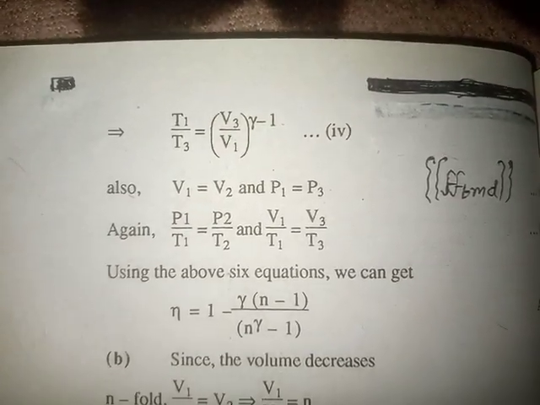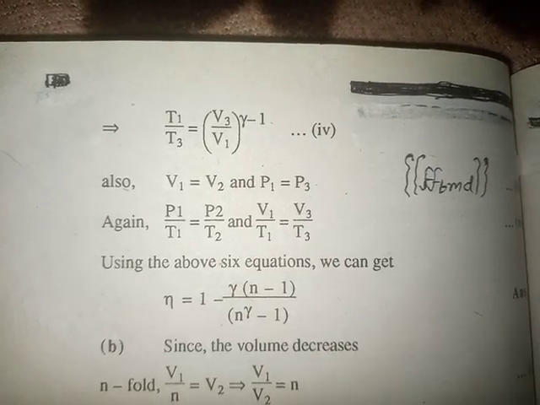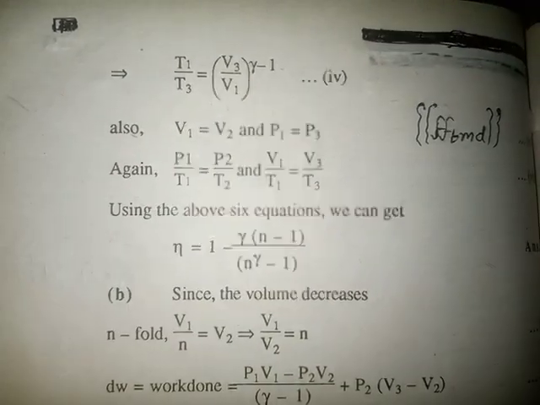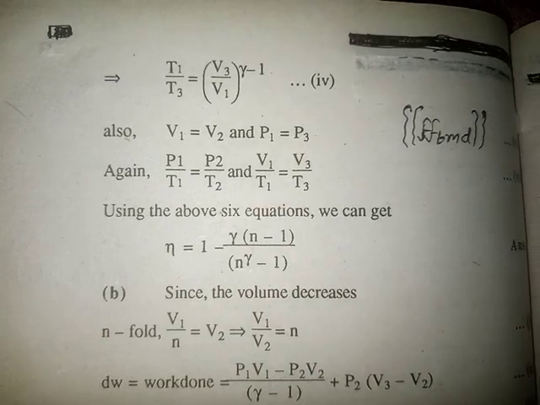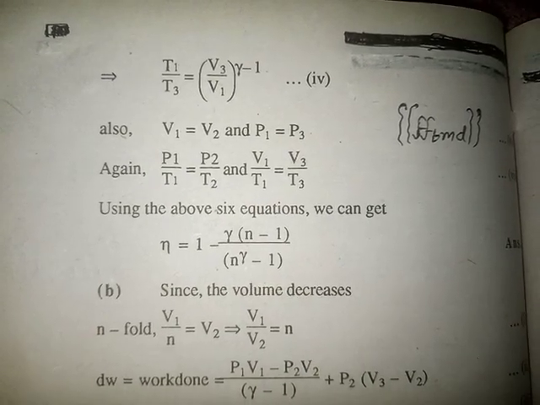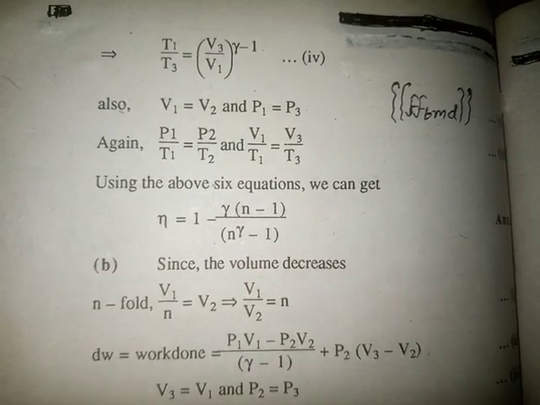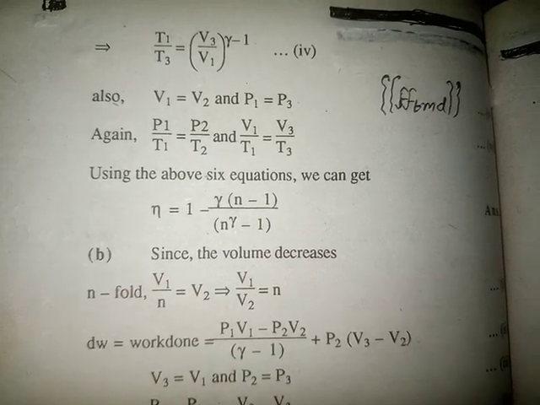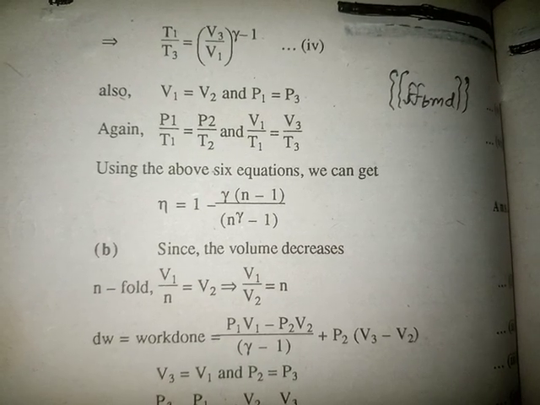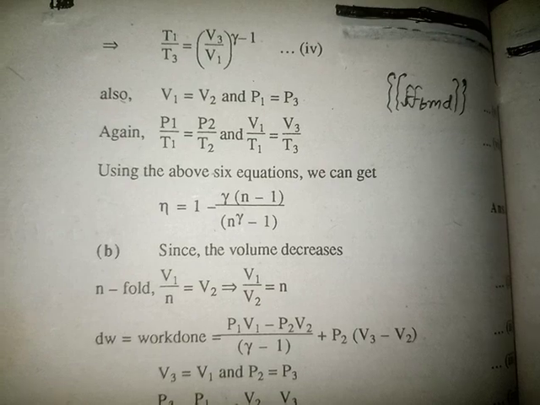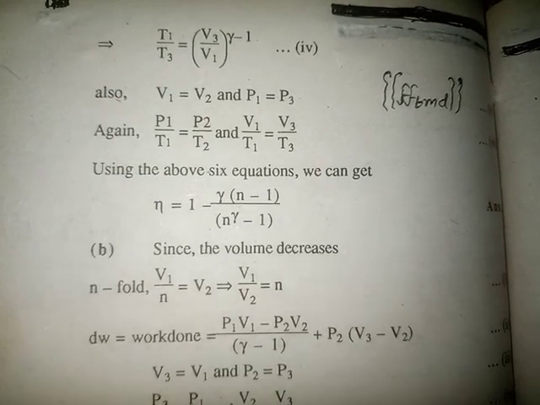Equation 4. Also V1 equals V2 and T1 equals T3. Again P1 by T1 equals P2 by T2 and V1 by T1 equals V3 by T3. Using the above six equations we get eta equals 1 minus gamma into (n minus 1) by n to the power gamma minus 1.